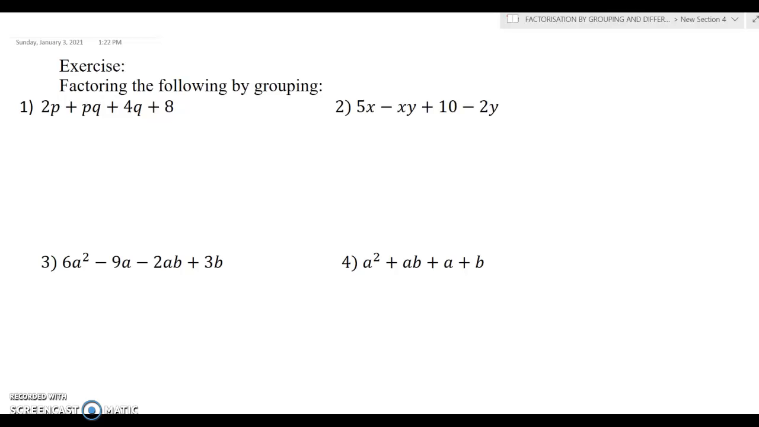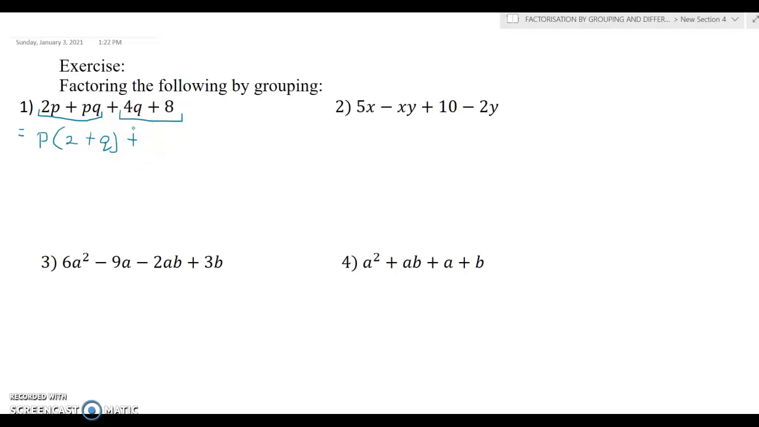In number 1, we have 2p plus pq plus 4q plus 8. Remember, factorization by grouping, we pair them off. Pair off the first 2, then pair off the second 2. In 2p plus pq, we clearly have p in common. So open brackets, p by 2 will give me back that 2p, plus p by q will give me back that pq. Plus, let's get our second pair now.